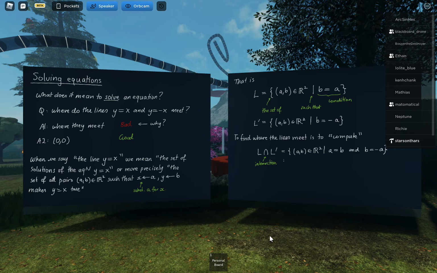There's a 2 seconds thought that if a is equal to b and b is equal to minus a, then a will have to be equal to minus a, so a has to be 0. Back substituting gives b is 0. So we end up with our answer. Okay, so that's computing the intersection. All right.